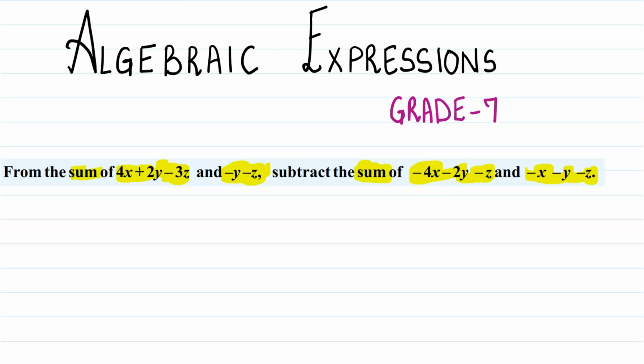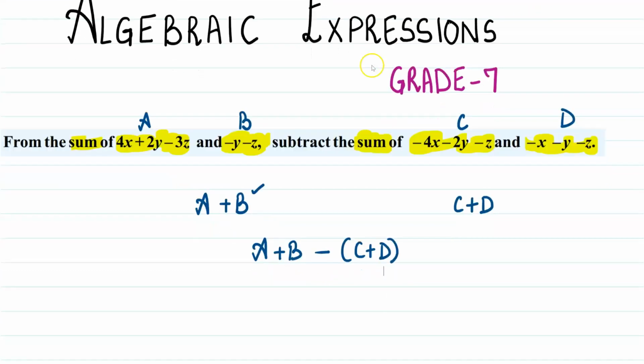So let's say the first expression is A, the second expression is B, the third is C, and the fourth one is D. So we have to add A and B. We write it down as A plus B, and we also have to add C and D, so we write it as C plus D. Now from the sum of A and B, we have to take away the sum of C and D. So that means we have to do A plus B minus. Because we have to subtract the expression which we will get after adding C and D, we will put it in a bracket.